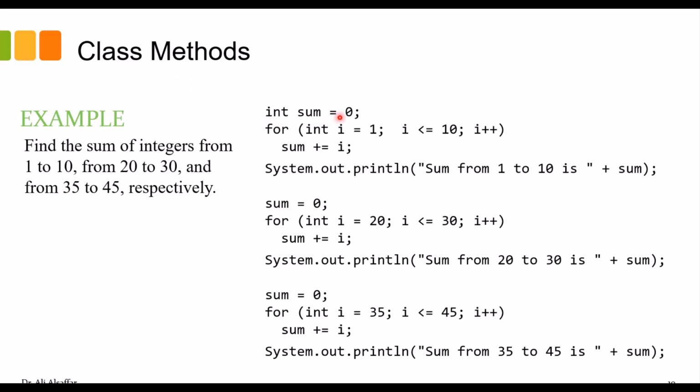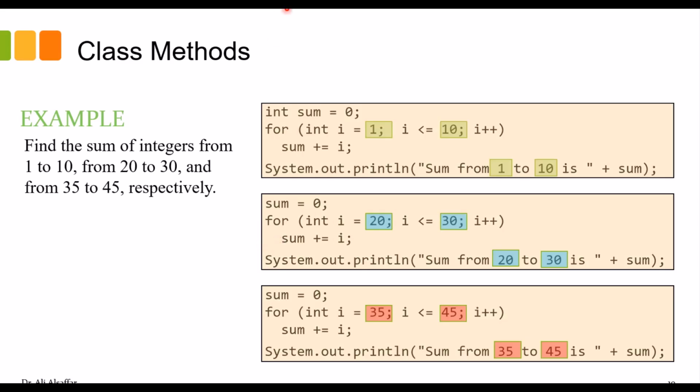So you define a variable called sum. For the first range, 1 to 10, you make this loop go from 1 to 10, and you add those values into the summation, and you print the result. You need to do the same loop, but on a different range. You will start from 20 to 30, and you will print the result. And you need to write the same code for the third range, which is from 35 to 45.